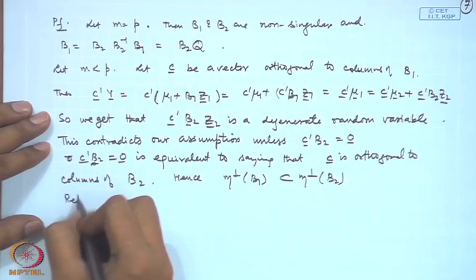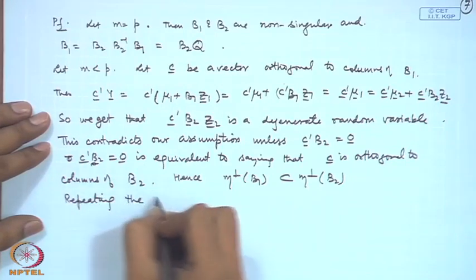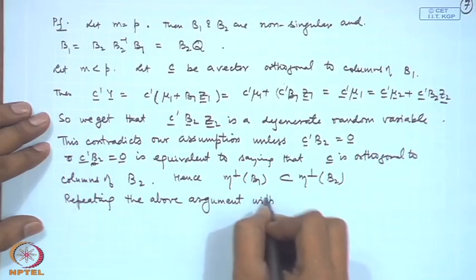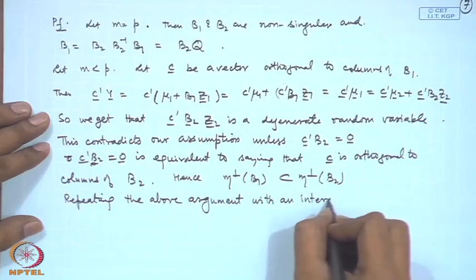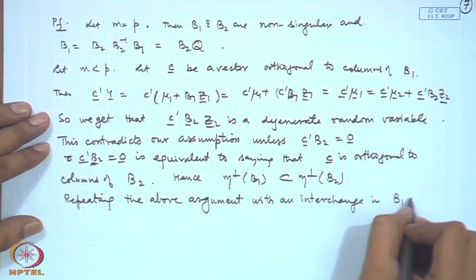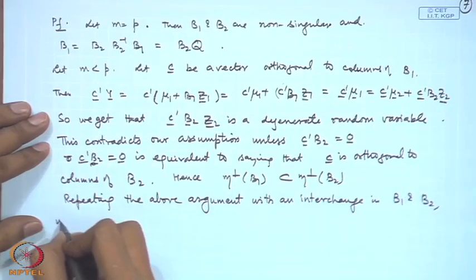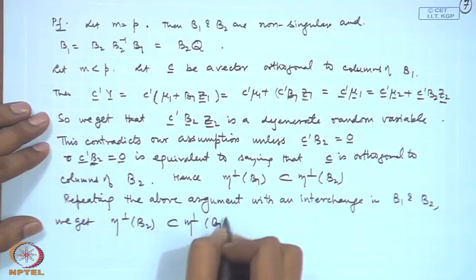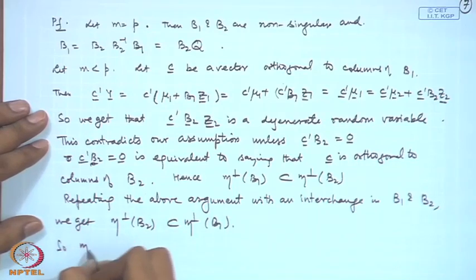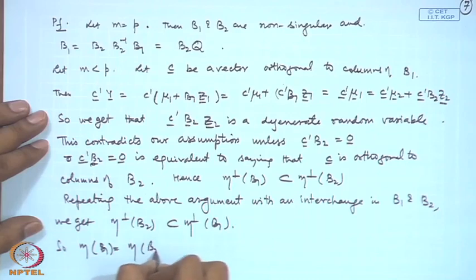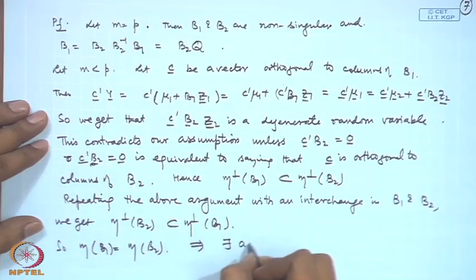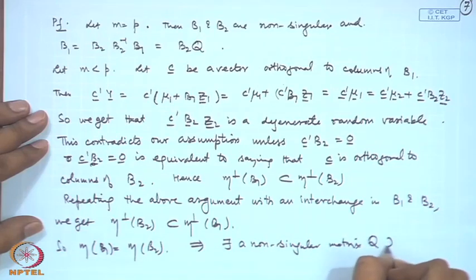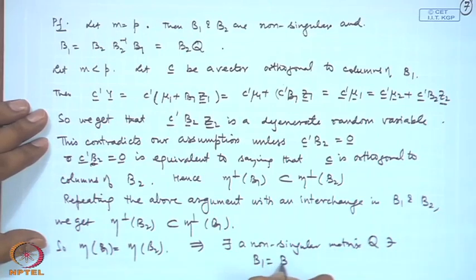So, repeating the argument with an interchange in B1 and B2, we get that the orthogonal space of B2 is a subspace of the orthogonal space of B1. So, that means they are the same. Basically, the column space of B1 and the column space of B2 are the same. This means that there exists a non-singular matrix Q such that B1 is equal to B2 Q.